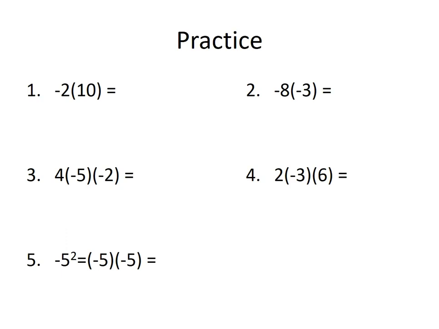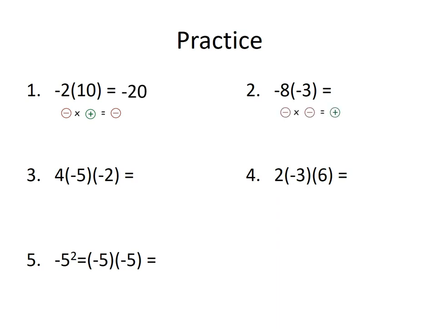Negative 2 times 10. So what rule is this? This is a negative times a positive is a negative. So I know my answer is going to be negative. 2 times 10 is 20. I get negative 20. Now notice here, I don't have an X for a multiplication sign, or sometimes we might use a dot. If you don't have an X or a dot, if you just have parentheses, that means multiplication. That might be new for some of you, or it might be a reminder.